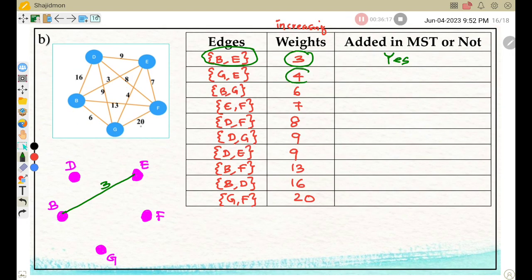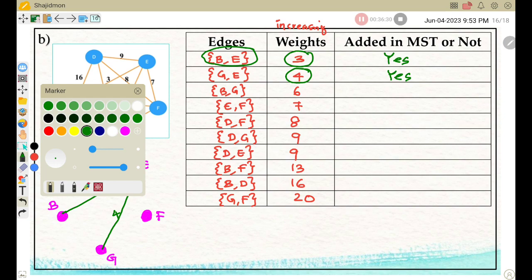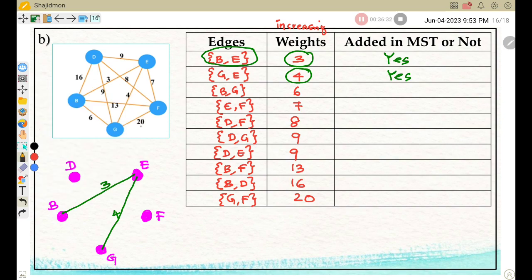Now next one 4. What is that? GE. Can we add GE? Yes, no problem. GE we can add. What is the weight of that one? 4. Now the next one, that is 6. BG. Can we add BG? This one we cannot add. So it will form a circuit here. See, it will form a circuit. Starting and ending should be same. We will get a path. So we don't want that one, correct? So no.